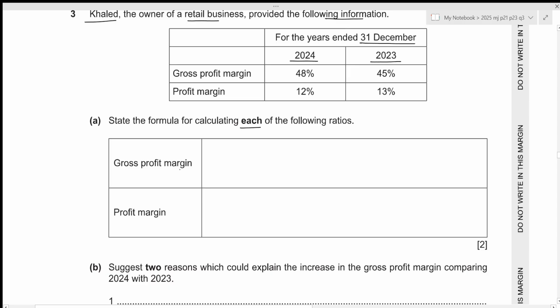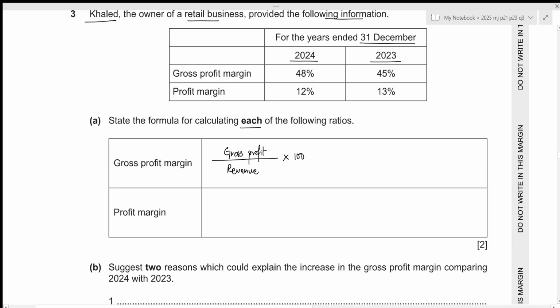So gross profit margin is just a percentage of the revenue that belongs to gross profit. So that will just be our gross profit divided by revenue times 100, since we have to show the answer in terms of a percent.